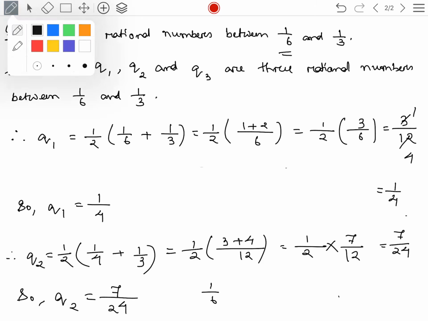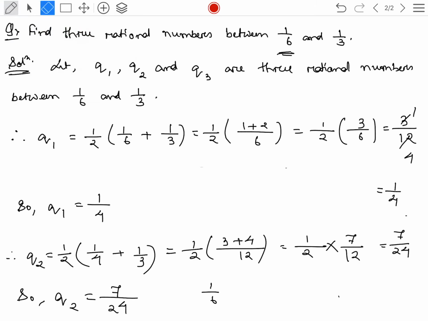So from this what we have learned: the first rational number was given as 1/6, yes or no, 1/6 was given to us. Then the second one we got was q1, that is 1/4. Then the third one, we got q2, that is 7/24. Then we need to find another one, that is q3. And the last one given to us is 1/3. Now this one is required, so we will take between these two, 7/24 and 1/3.